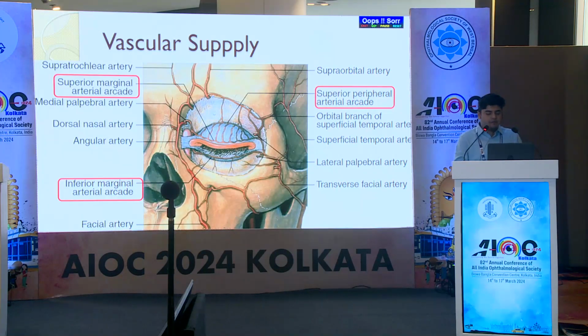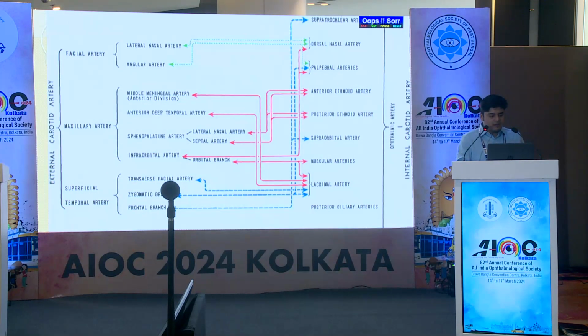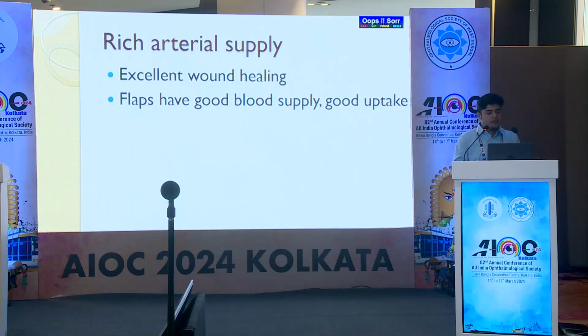Now, the vascular supply: you have to keep in mind that in the upper eyelid there is a superior marginal arcade and a superior peripheral arcade, and these are interconnected between the orbicularis and the tarsus, and this plane should not be disturbed during any upper eyelid surgery, as this will cause torrential bleeding and we have to cauterize all the vessels. But there is extensive anastomosis between the external carotid system and the internal carotid system in the eyelids, and this causes excellent wound healing, and also because there is so much good blood supply, the flaps also have good blood supply, and there is good uptake of the flaps in any surgery of the eyelids.